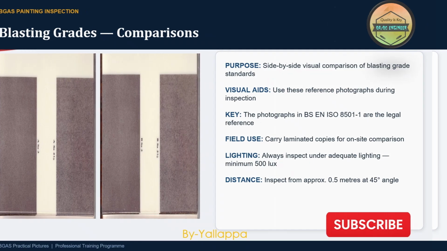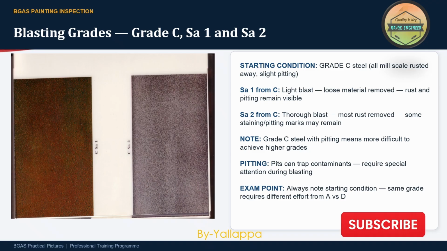This slide shows rust grade C. At this stage, the mill scale has completely disappeared. The steel surface is fully rusted and may contain minor pitting. Grade C surfaces require more aggressive blasting than Grade A or Grade B surfaces. As inspectors, we must evaluate pitting severity and verify that all visible corrosion products are removed during blasting. Remember, Grade C equals complete rusting with possible light pitting.